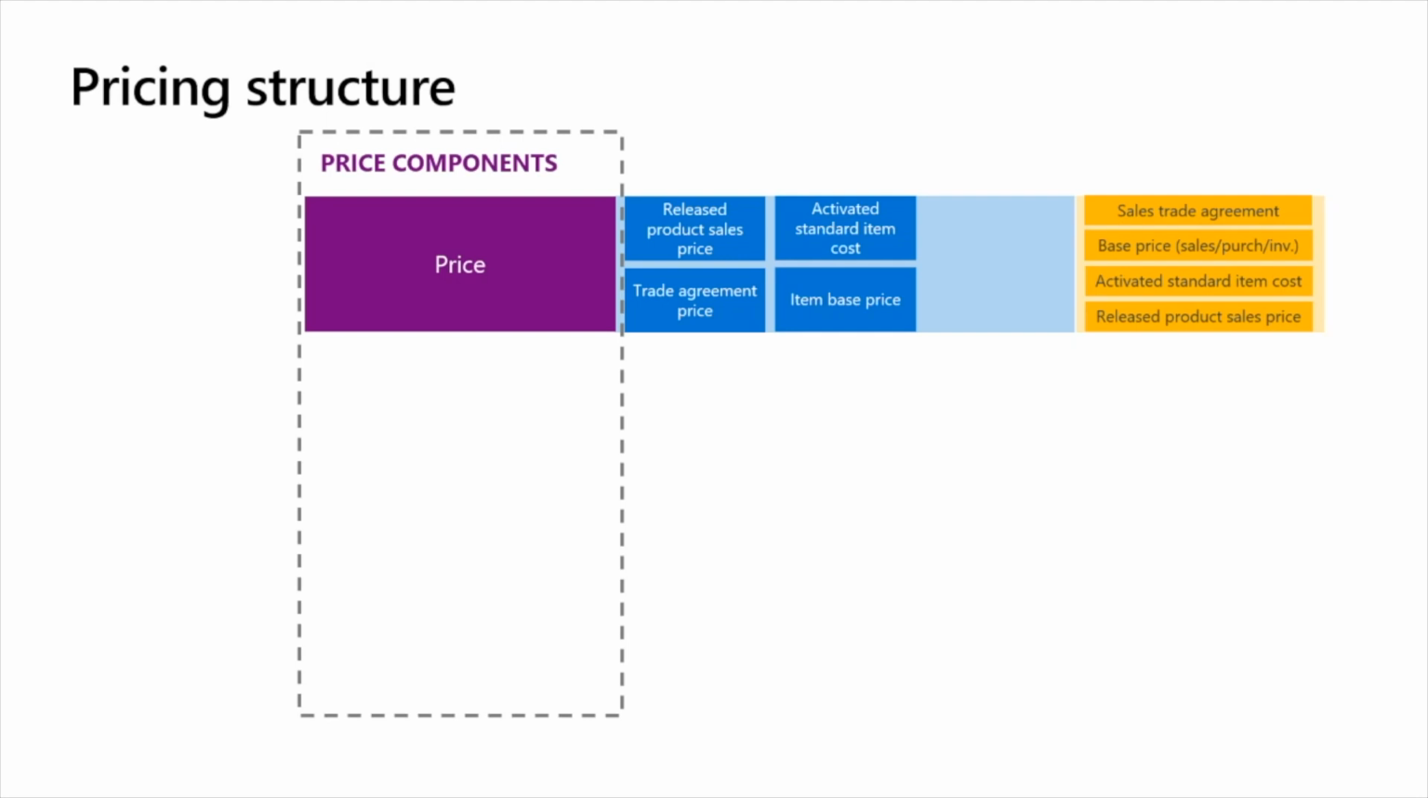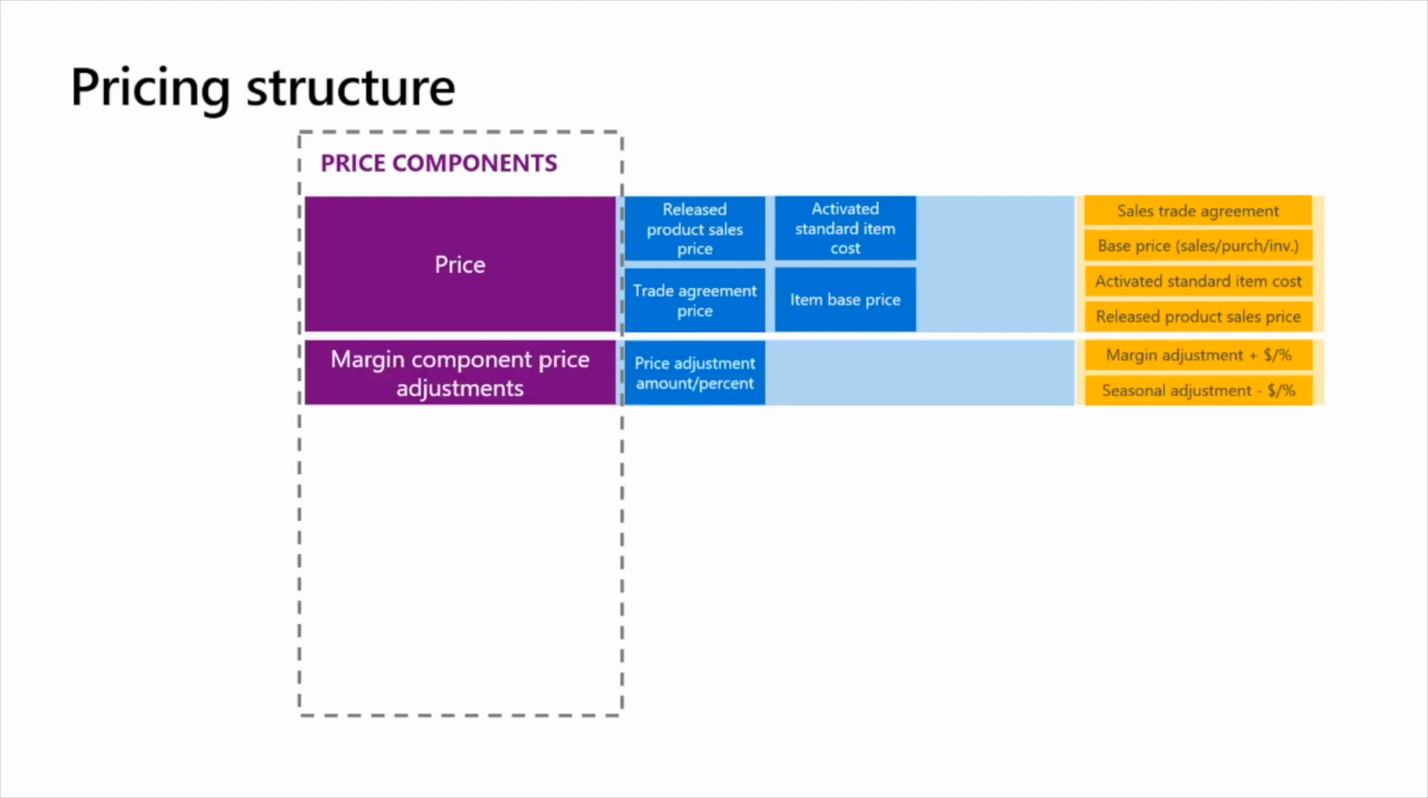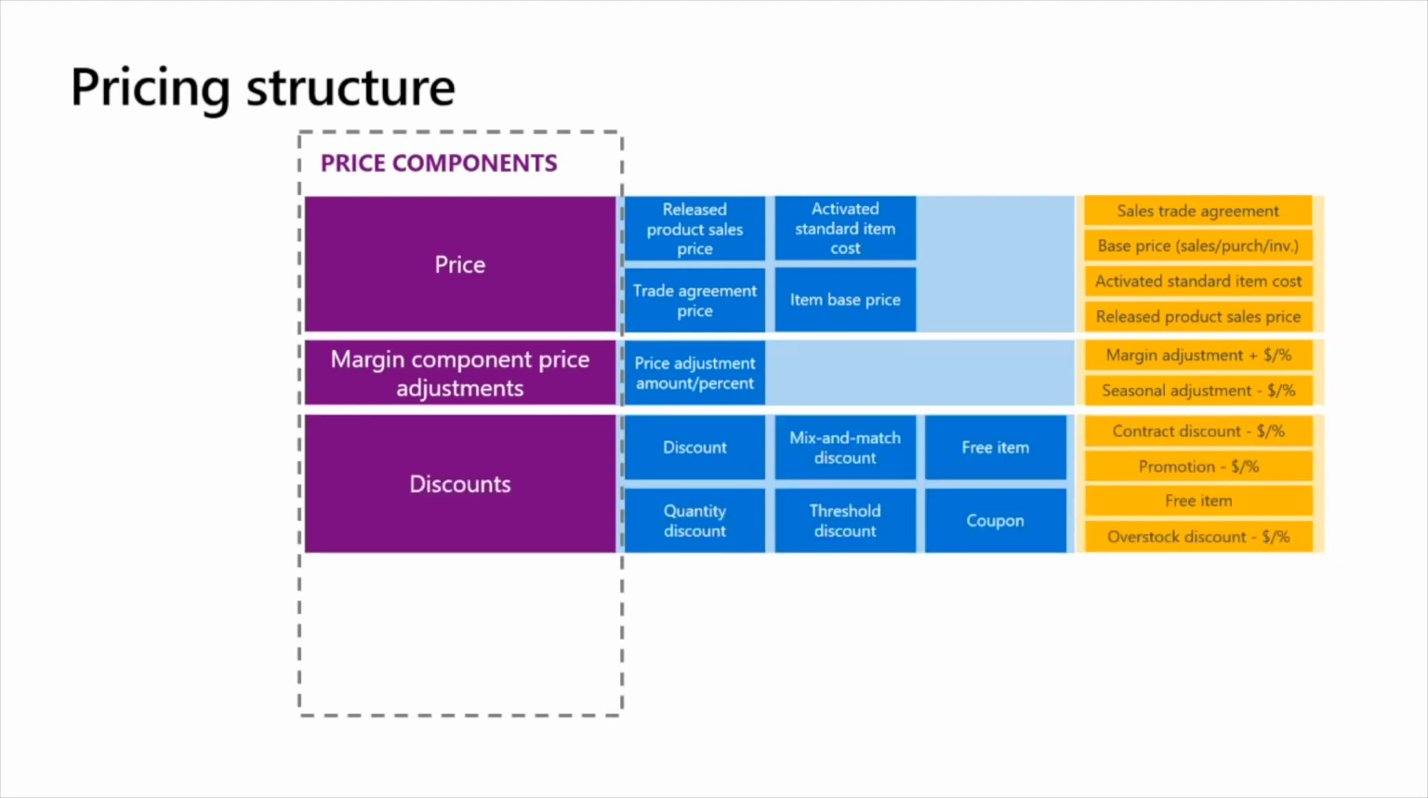This base price can be based on purchase or standard cost of an item or default price specified on the item master. Margin component price adjustment allows for adjustments to the price at the time of order before discounts or charges are applied. There are multiple discount types in pricing management, including simple, quantity, mix and match, threshold, free, and other features like coupons, funds, and claims. We will be covering these in more detail in the later part of this presentation.